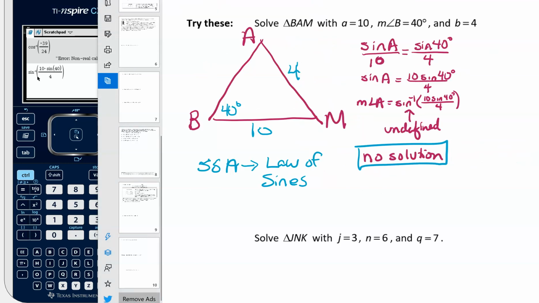All right, there's no solution to this triangle. I hope you realized that this was not a side angle side case, but rather a side side angle case, since the angle is not where the 2 sides meet. That means that we're going to use the law of sines, which means it could be the ambiguous case. We don't know if we get 0, 1, or 2 solutions. And when you solve for angle A, we take a sine inverse and get undefined, so there's no solution for this triangle. All right, try the next one, triangle JNK.